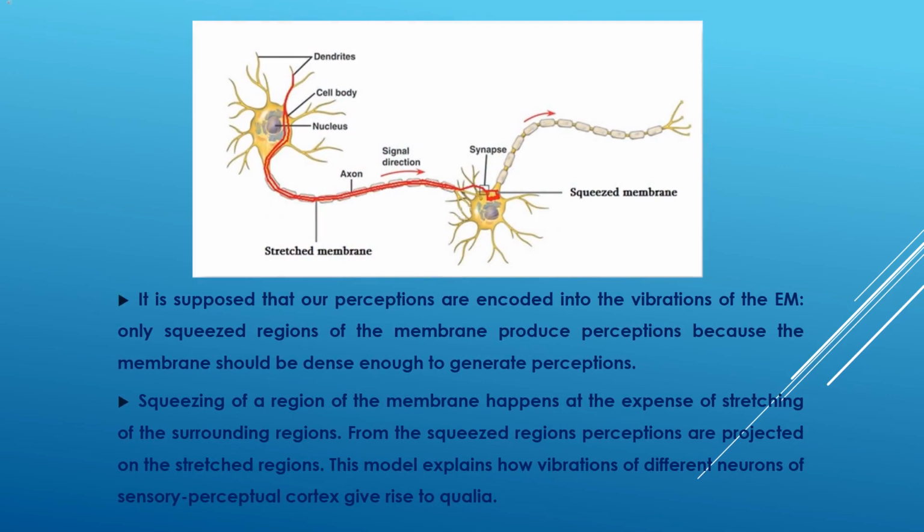Once created, the EM or EQM changes its form and position in the brain, undergoing stretchings and squeezings. Only squeezed regions of the membrane produce perceptions because the membrane should be dense enough to generate perceptions.